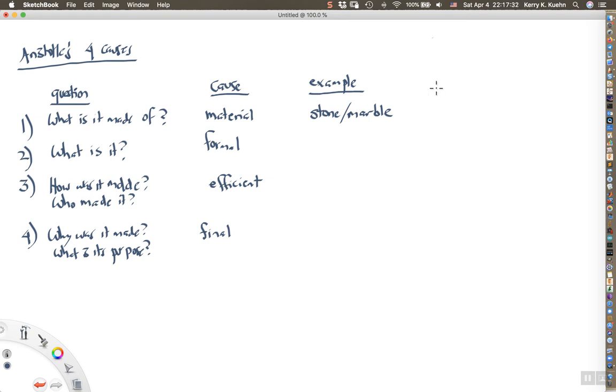So you might ask, what is it a statue of? What is the formal cause of this? Well, maybe it's a statue of an image of King David. So it's a statue, that's what it is. It's a statue of King David. Okay, there we go. Now we know what it is. We know its formal cause. But you still don't fully understand this.